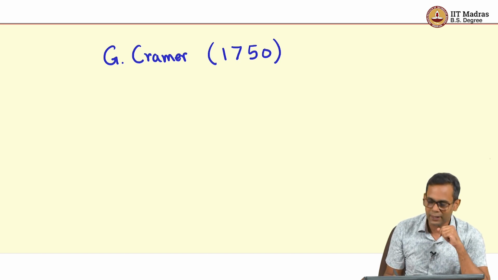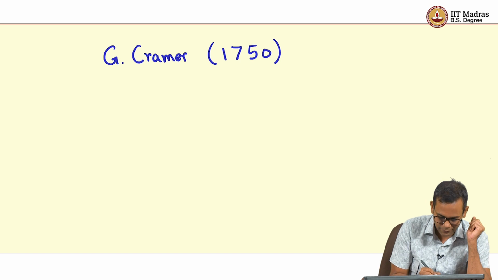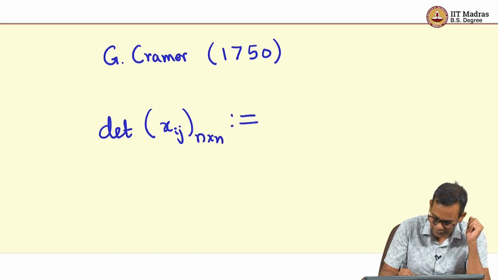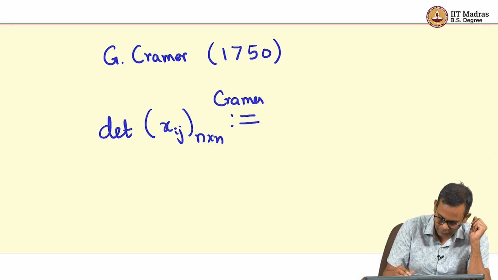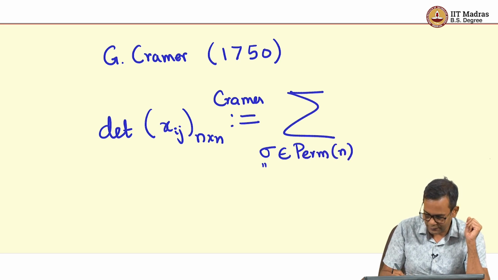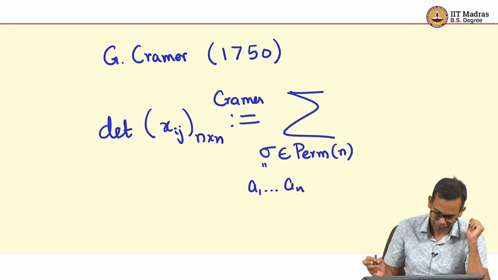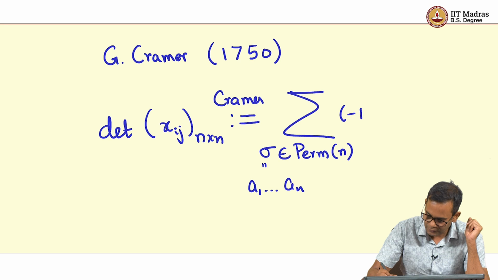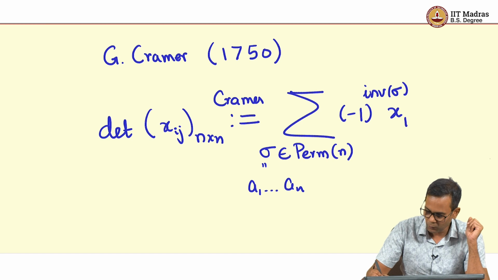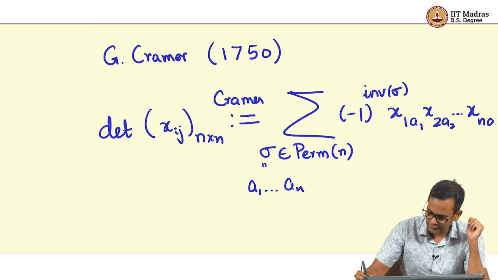For that he needed to define the determinant, and Cramer defined the determinant of a matrix, let us say it is x_ij, an n by n matrix. He defined it to be the sum over all permutations, let us say sigma is a1, a2, ..., an, then it is just minus 1 raised to the number of inversions of sigma, times x_1a1, x_2a2, ..., x_nan.